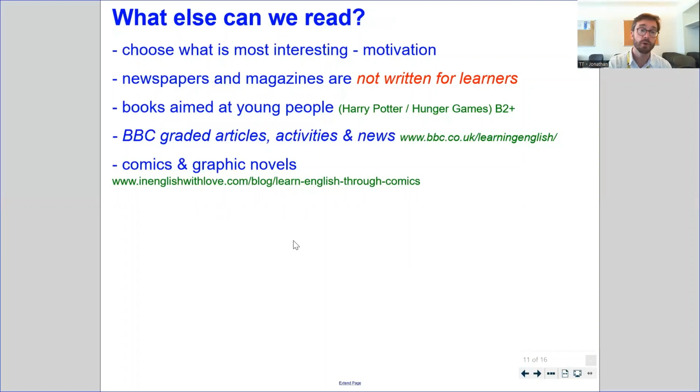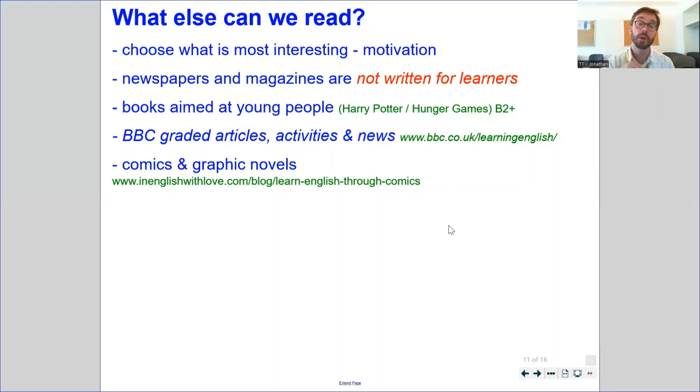Okay, as I mentioned before, we've got books aimed at young people, whether that's Harry Potter, Hunger Games. Again, sort of B2 plus level is good, a good level to try that sort of thing. There's also graded articles. If you're not interested in reading a whole book, the BBC has lots of graded articles designed for learners. Yeah, and if you go to bbc.co.uk/learningenglish, they've got lots of good materials there. Other things like comics and graphic novels, and there's lots of different websites. Here's one I found just by Googling, In English with Love.